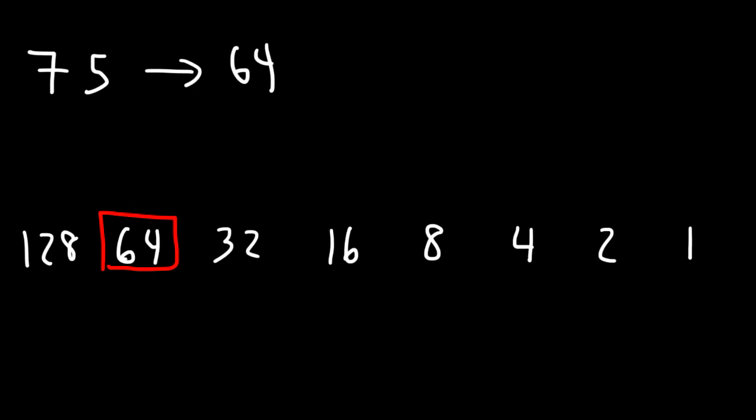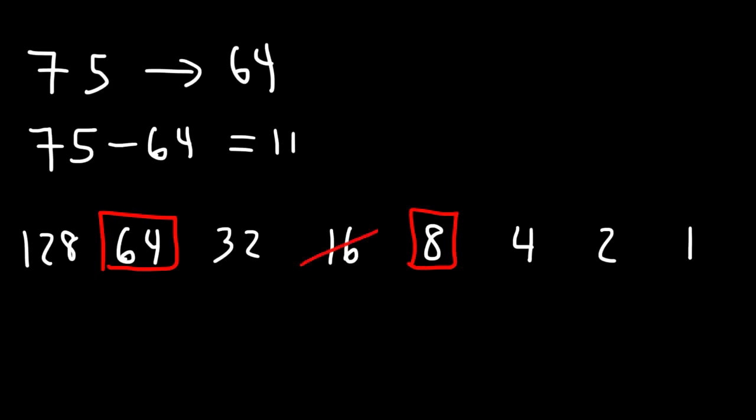Now, once you have your first number, which is 64 in this case, let's subtract 75 by 64. That will give us 11. Now the highest number under 11 is 8, since 16 exceeds 11 and we can't use that. So let's put an 8 here, and then let's subtract 11 by 8. 11 minus 8 is 3.